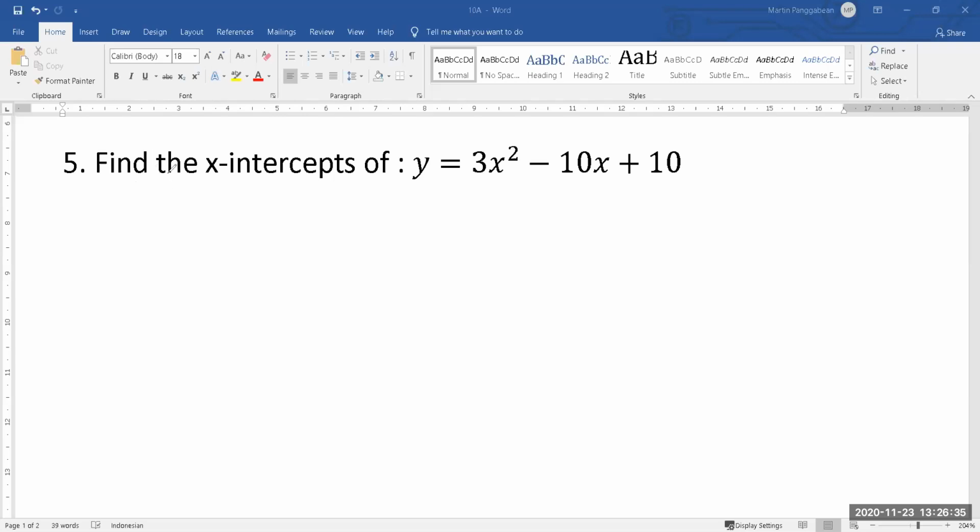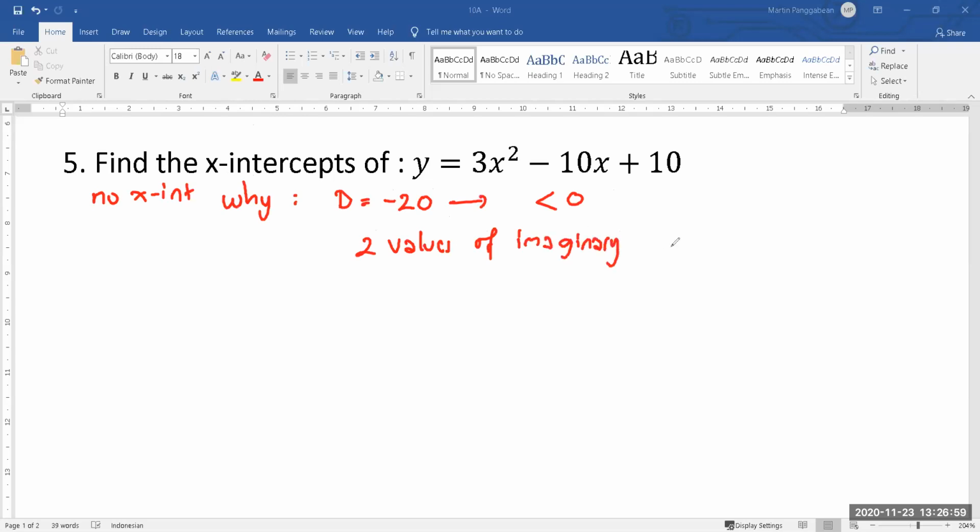Good. Okay, good. So previously, you said that there is no x-intercept, right? Why? Because the discriminant equals, I think it is negative 20. Negative 20 is less than 0, it means you have two imaginary numbers. Mister, I think it's negative 120. Yes, okay. I think the discriminant is, wait, am I wrong?